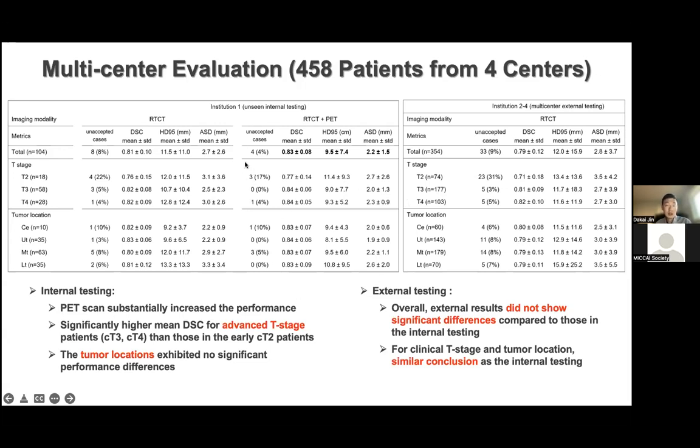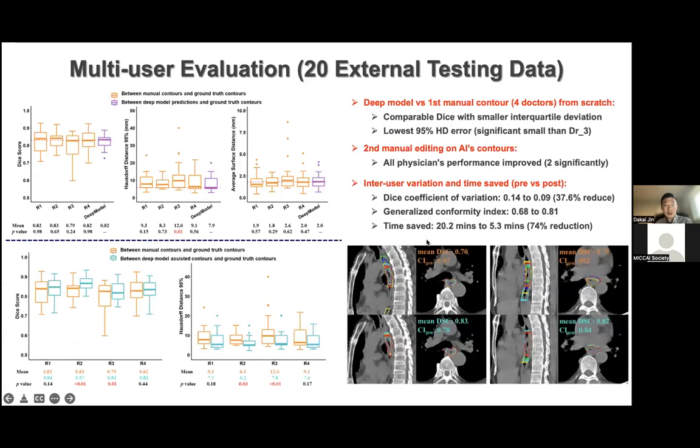That's the internal evaluation. For the external evaluation on the other 3 institutions, they achieve an overall Dice score of 79%, which is comparable to the internal evaluation. There's not a significant drop. And the other T stage and tumor location subregion analyses show similar results.